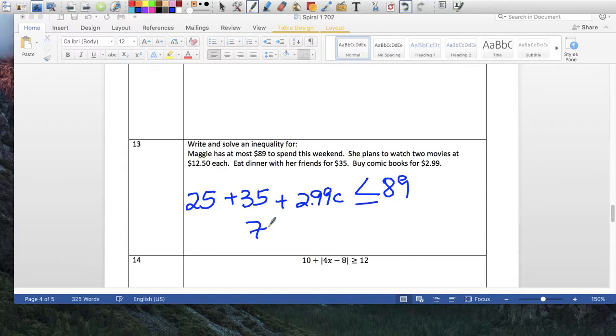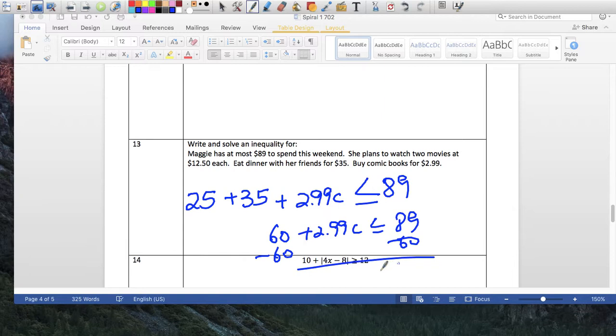That should have been written as 60, by the way. 60 plus 2.99c is less than or equal to 89. Minus 60, 2.99c is less than or equal to 29. Now divide both sides by 2.99 to see how many comic books she can buy. So 29 divided by 2.99 equals 9.69.